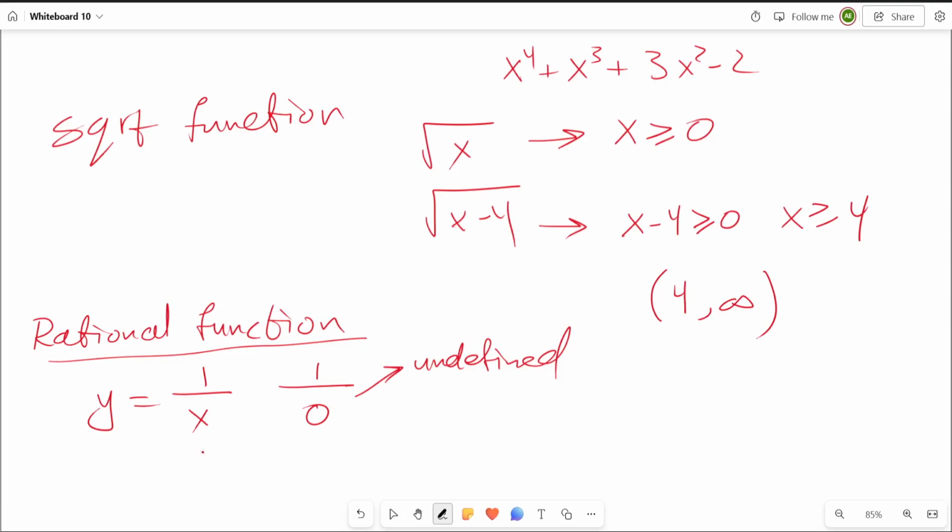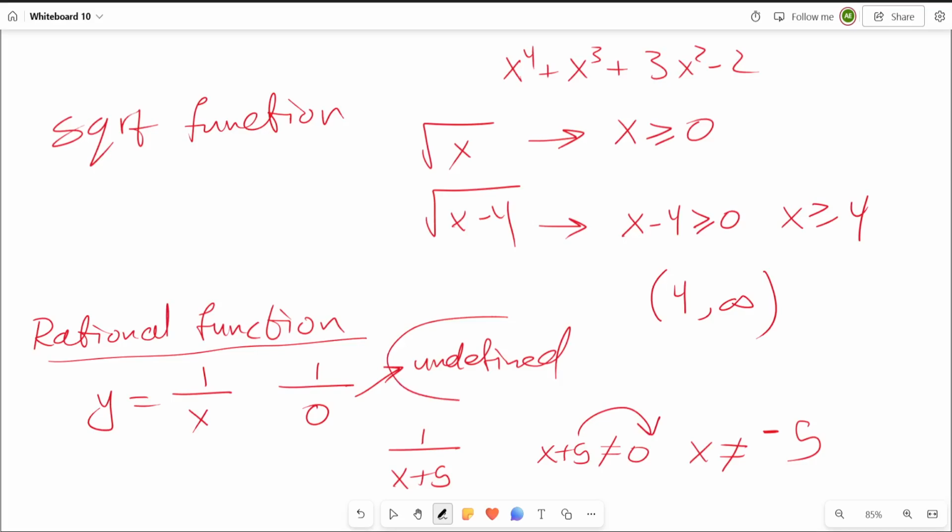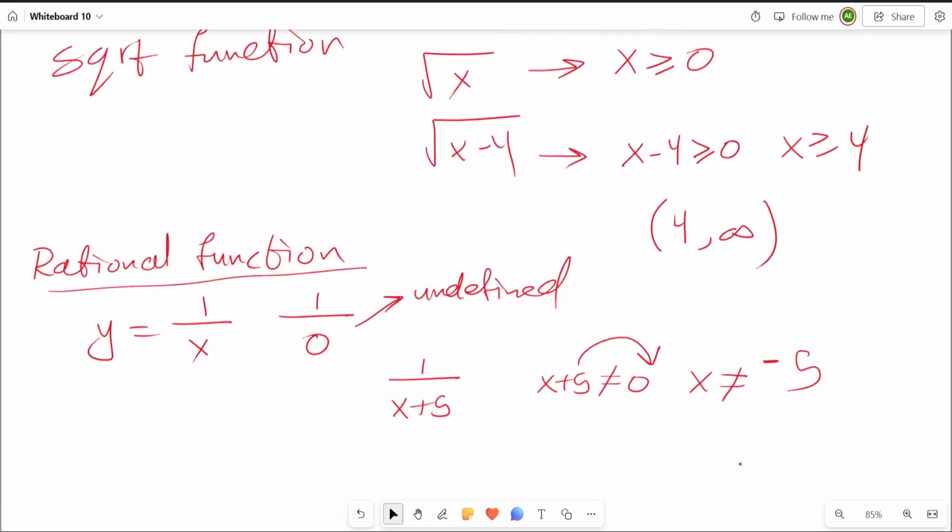This is my restriction. So if I have a rational function like 1 over x plus 5, then I would say x plus 5 cannot be equal to 0. That makes x not able to equal -5. I move the 5 over there, because if x is -5, then x plus 5 makes the denominator 0, which will make my function undefined. So my restriction here is that x is not equal to -5.